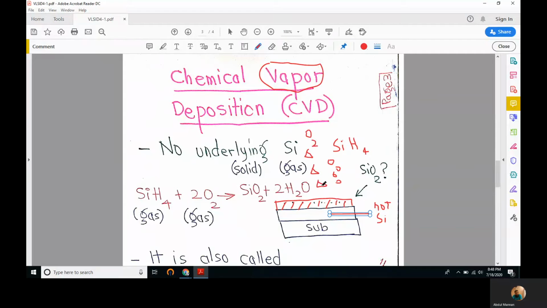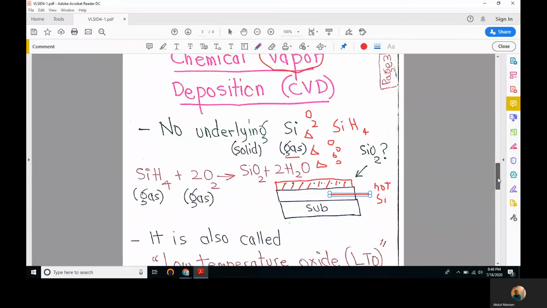So we are dropping these oxygen vapors and silicon hydride vapors from the top, and when they fall on the surface there is a chemical reaction. Silicon hydride plus oxygen forms silicon dioxide and steam. The water is in the form of a steam gas. So we have this top layer converted into silicon dioxide.